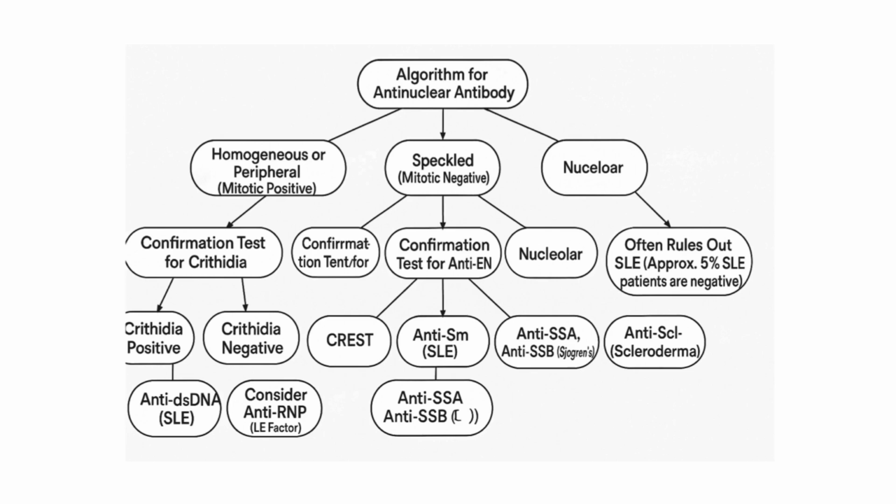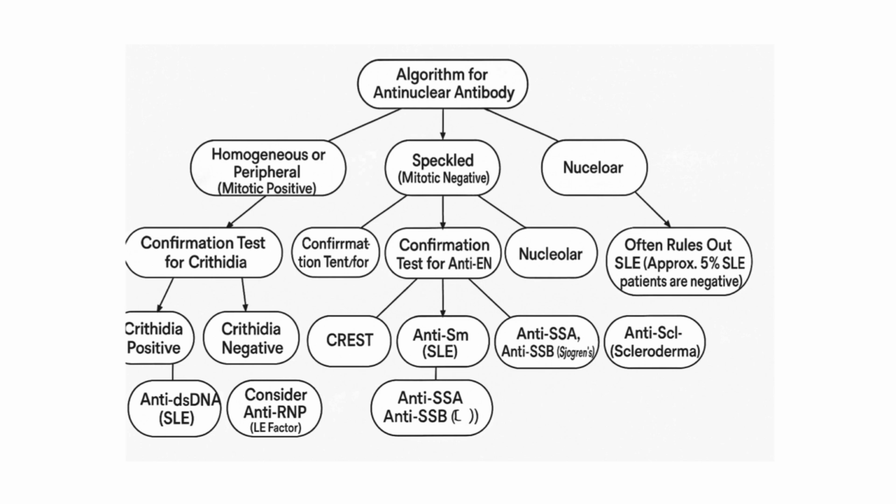If the Crithidia test is positive, the result points to anti-double-stranded DNA antibodies, which are diagnostic for systemic lupus erythematosus, SLE. If Crithidia is negative, we then consider anti-DNP antibodies, sometimes referred to as the lupus erythematosus factor. If the pattern is speckled, which is mitotic negative, two pathways are possible.